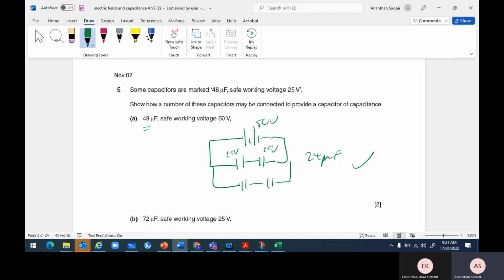Okay. Little tricky one. Good try. Where is the capacitor estimate? Get 72 microfarad. State working voltage 25 volt. Power supply stated. You're going to get 72 microfarad. Draw the arrangement. Supply is 25. No, so the third one will explode.